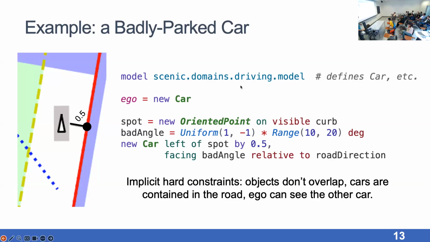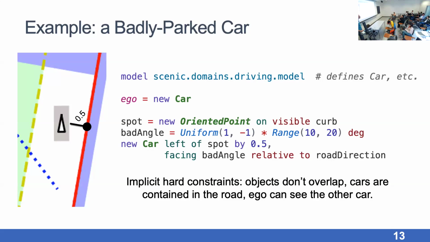And in this particular case, I think in the original version of this, we also had a requirement that the ego can see the other car. So even if there were, like, a big tree here or something that occluded this thing, we would do some ray tracing to check that you actually can see the other car. Okay. And the user can also define their own requirements like this. We'll see that a little bit later.